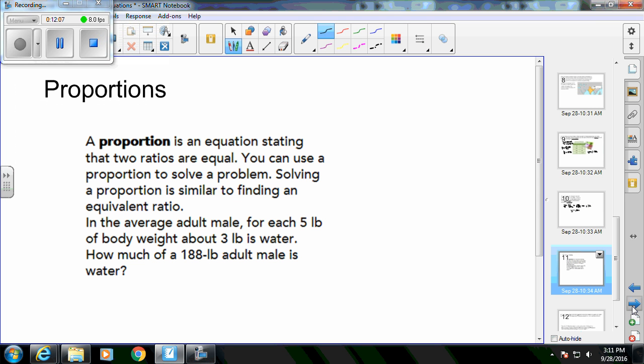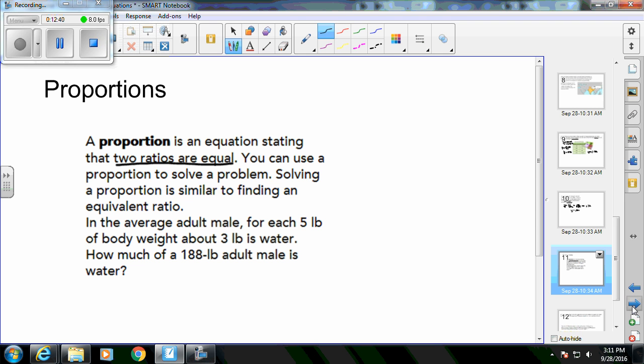The last topic we have to talk about is proportions. And we've already talked about proportions earlier in the last topic. A proportion is an equation stating two ratios are equal. You can use a proportion to solve a problem. Solving a proportion is similar to finding an equivalent ratio. Here's an example. In the average adult male, for each 5 pounds of body weight, about 3 pounds is water. How much of a 188-pound adult male is water?